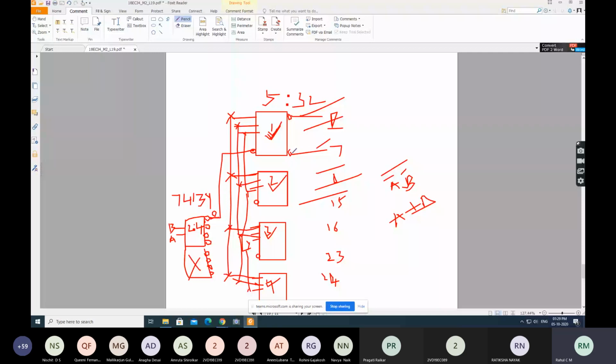See, whenever any IC has a bubble, I have to feed 0 for activation. If I give 0, the input becomes 0 here. After this bubble, I'll get 1. IC will be triggered. 0 complement is 1. IC will be triggered. When I feed 0 here, I am feeding 1 here after the NOT gate. It is as good as connecting a NOT gate.